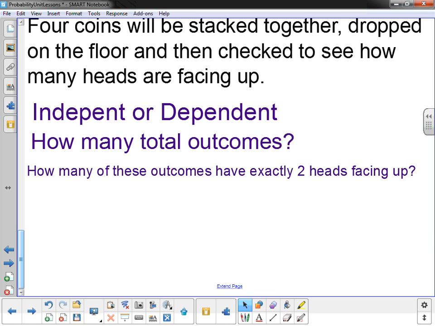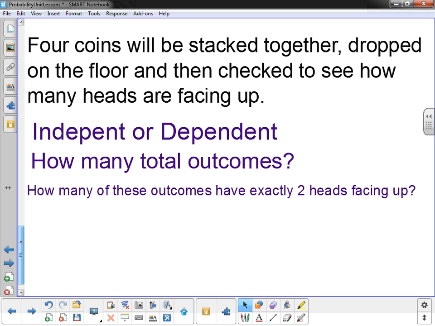So let's take a look here. Let's say I had 4 coins stacked together, dropped onto the floor, and then check to see how many heads are facing up. Is this independent or dependent events? Well, how do we determine that? Because we just dropped 1 coin.